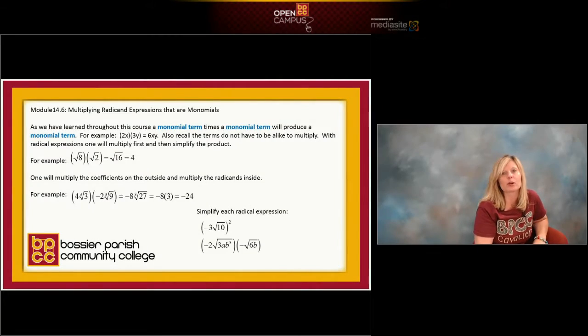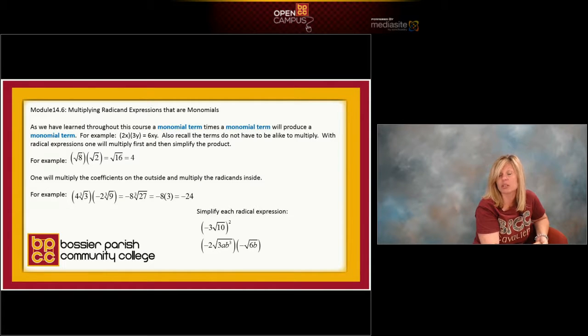Okay, in this module we're going to talk about multiplying radical expressions. And there's a direct relationship between this and what we learned in the very beginning about multiplying polynomial expressions. Remember, your basic unit is a monomial. It's one term. So if I take a monomial and multiply it to a monomial, my answer, my product, should always be a monomial.